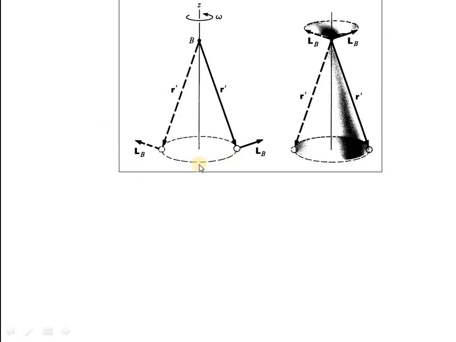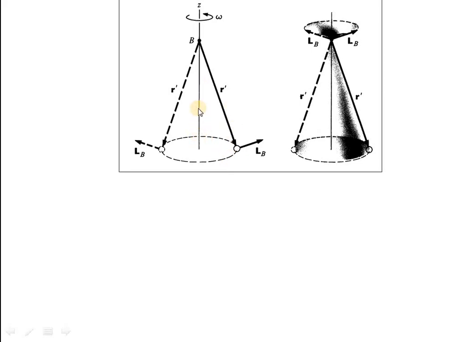Everywhere it is opposite each other. But the vertical component, they exist. Okay, so here a cone is shown. This cone always shows the direction of angular momentum at a different dimension. So the vertical component of LB will be added with the LA.